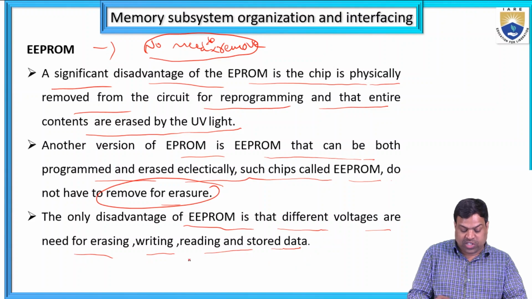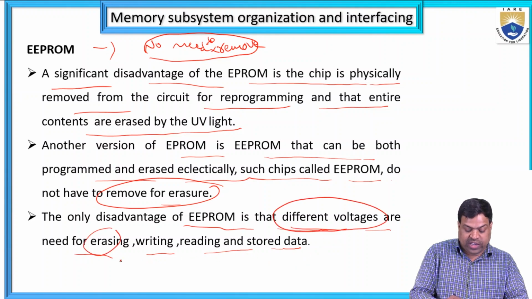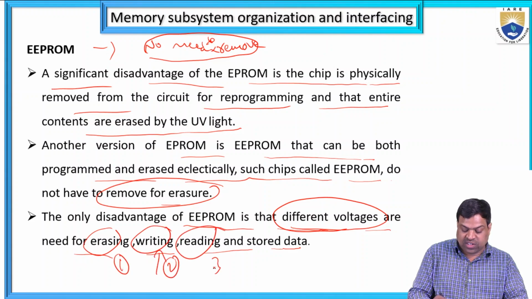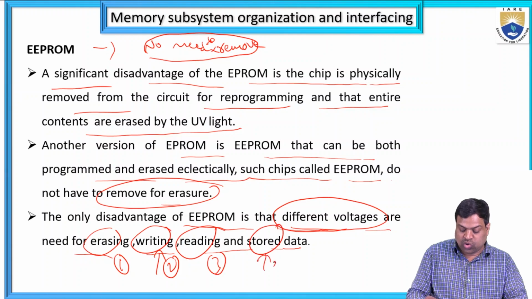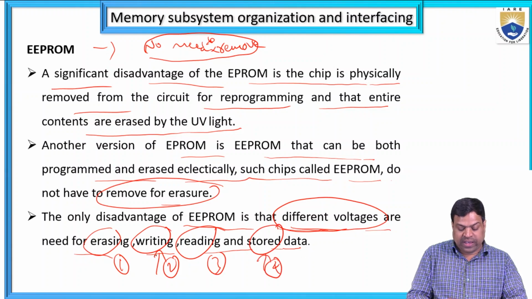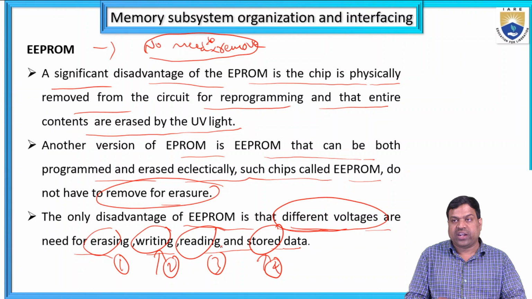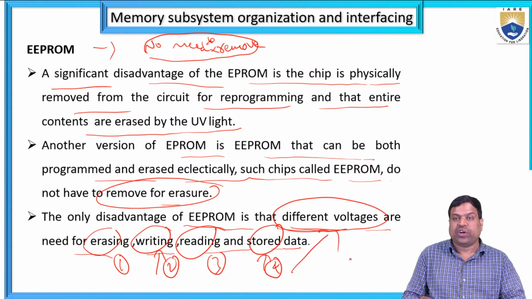So what is the disadvantage? It means I need different voltages for different tasks. Erasing is the first task, writing is another task, reading is another, and storing. So erasing, writing, reading and storing: there are four different concepts. For these four concepts I need different voltages in the memory. That is the disadvantage of EEPROM.